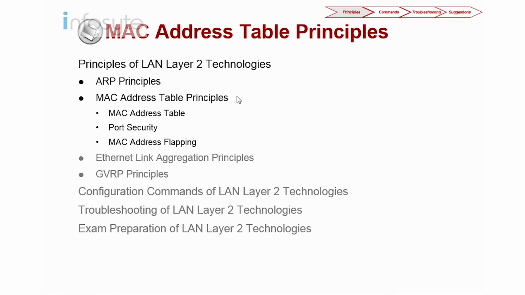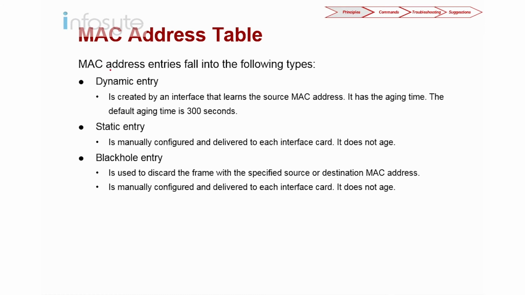So let's look into the MAC address table principle now. We are going to look into the MAC address table, port security, and MAC address flapping. I believe that most of you know what a MAC address table is at this level. We have a dynamic MAC address, a static MAC address, which is the MAC address entry I'm referring to, and the black hole entry.